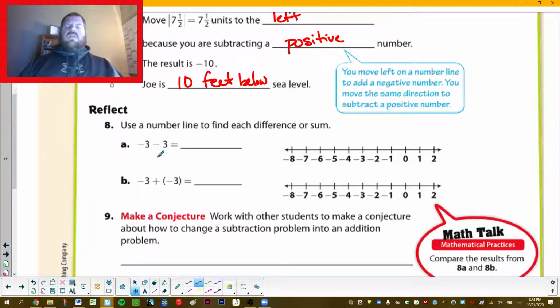Okay, let's look at these different problems here. It says -3 minus 3. So to do that, we want to move left. And we end up at -6. And for the bottom one here, it says -3 plus -3. When we're adding, and we're adding a negative, we also want to move left. So we still get to -6.